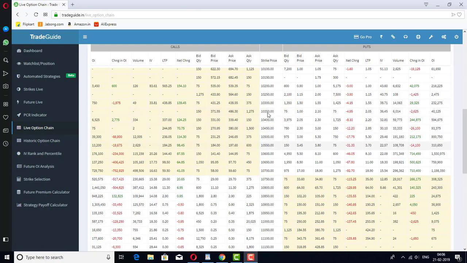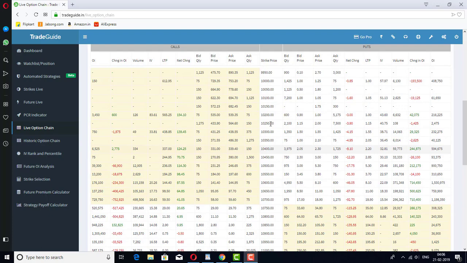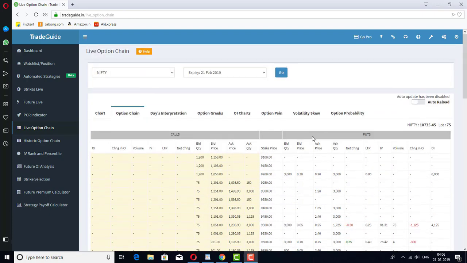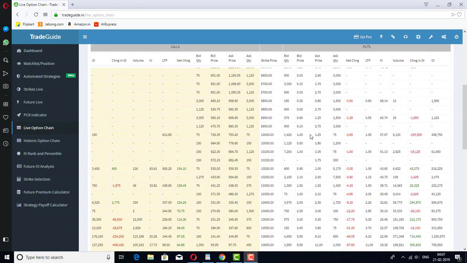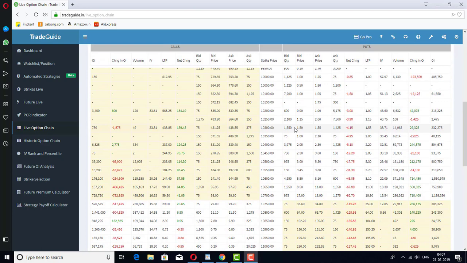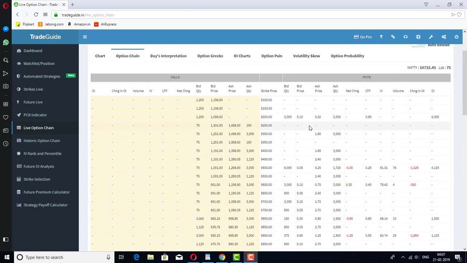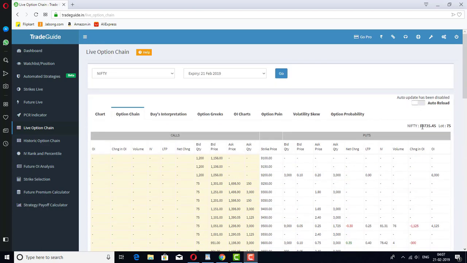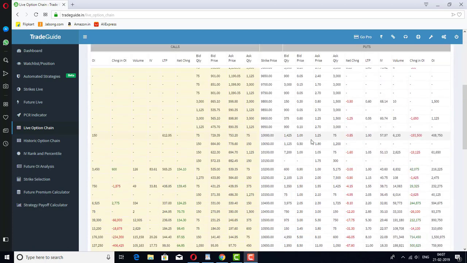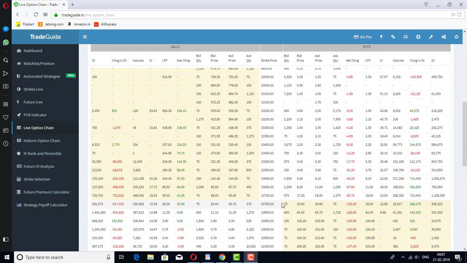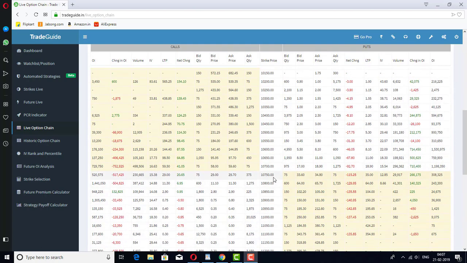So now we are going to see how we find the support and the resistance level of the index that we are looking at. So right now here we are looking at Nifty. So how do we find the resistance and the support level for Nifty? So right now the last traded price of Nifty was 10,735. So we select the strike price of 10,750. Now let's see.